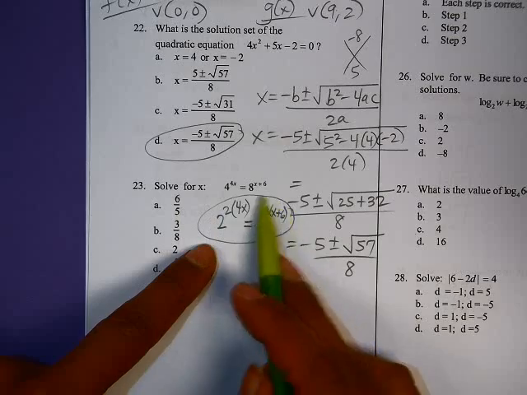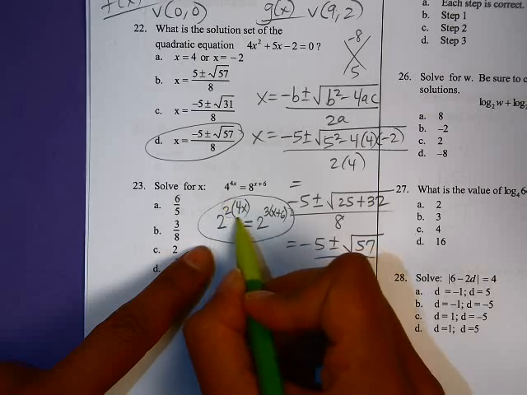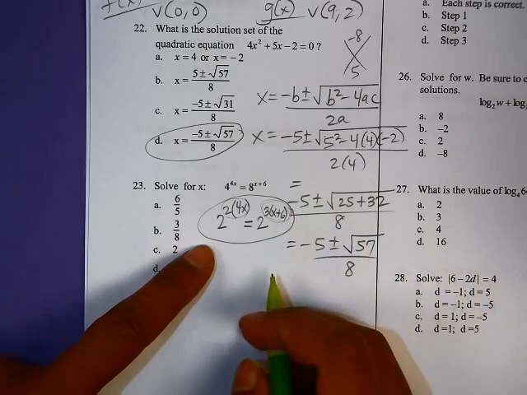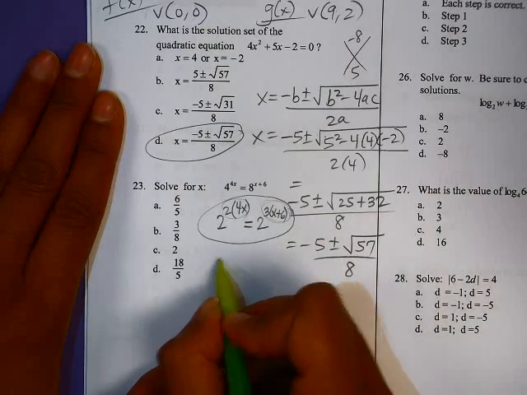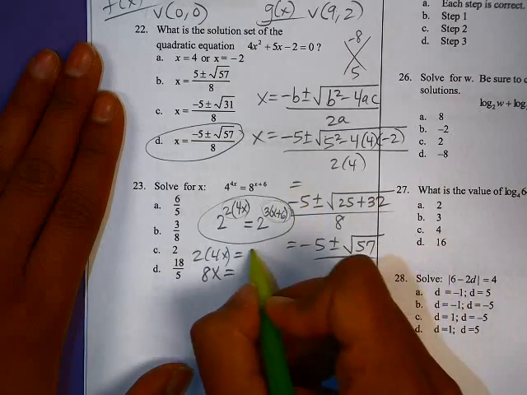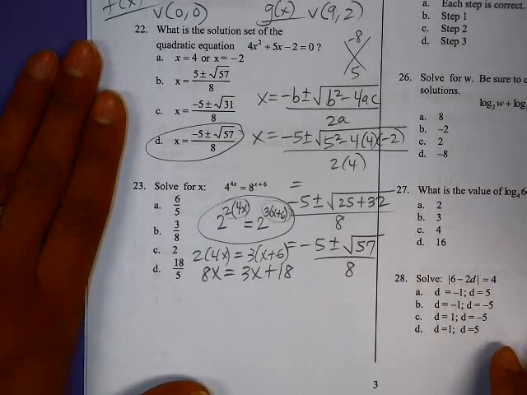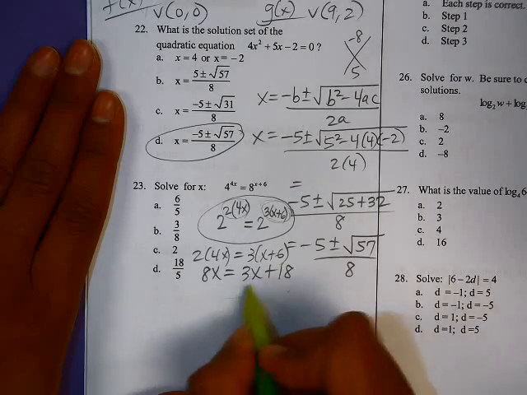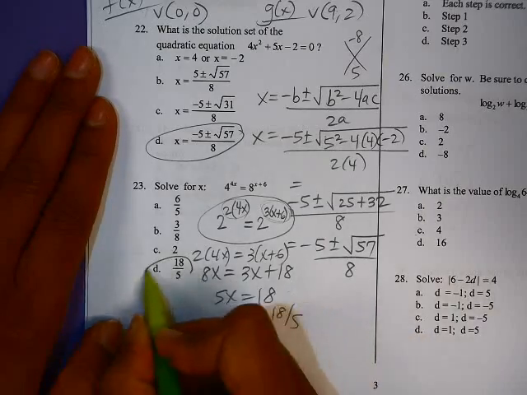So solving this equation, we need to now set our exponents equal to each other. So the 2 times 4x is equal to 3 times x plus 6. Ignoring the bases of 2, let's set our exponents, so 8x, which is 2 times 4x, equals 3 times x plus 6, or 3x plus 18. Knowing that these two exponents are equal allows us to solve for x. So 5x equals 18, or x equals 18 over 5. Option D.